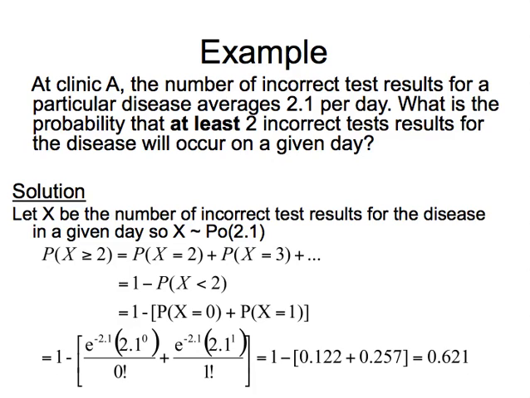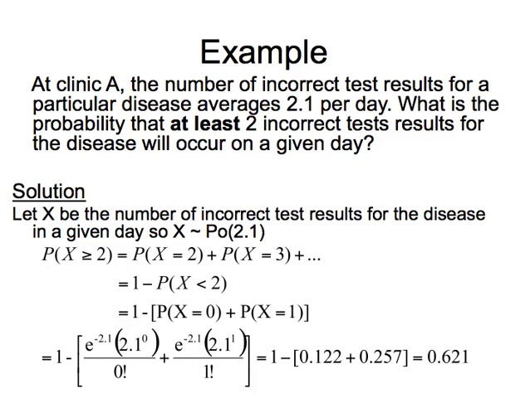Let's look at an example. Same scenario, but this time, what is the probability that at least 2 incorrect test results will occur on a given day? So X is still the number of incorrect test results for the disease on a given day. It's still Poisson distributed with lambda 2.1. We want to find at least 2. At least 2 means 2 or more. So X is equal to 2, X could be equal to 3, 4, 5, all the way to infinity.